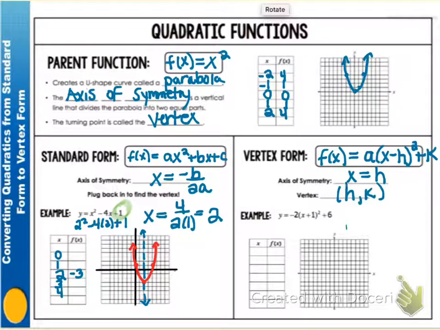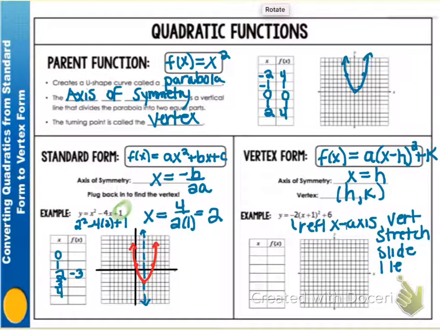Okay. So with something like this one, we can see that this graph is a reflection over the x-axis. It's got a 2 that's multiplying by, so that's a vertical stretch. It is a slide 1 left, because if it was written as x minus h, it would be x minus -1, which makes it plus. And then finally, a slide 6 units up.